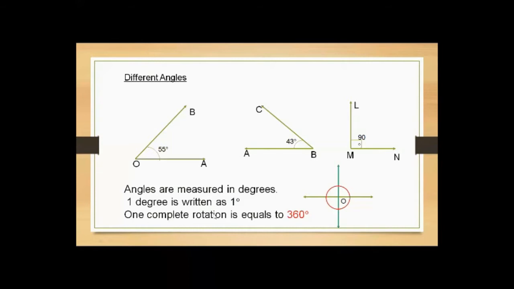Now, 1 complete rotation is equal to 360 degrees. If we construct these kinds of rays, we know that 1 complete circle or 1 complete rotation is equal to 360 degrees.